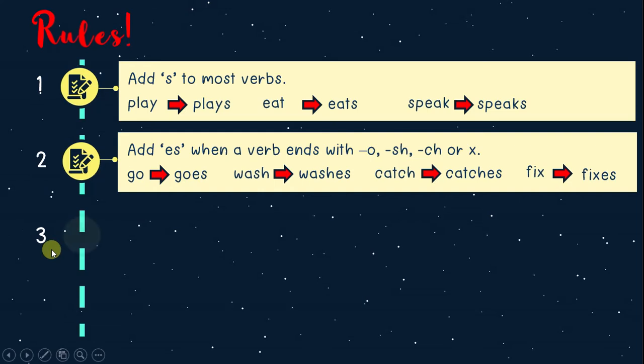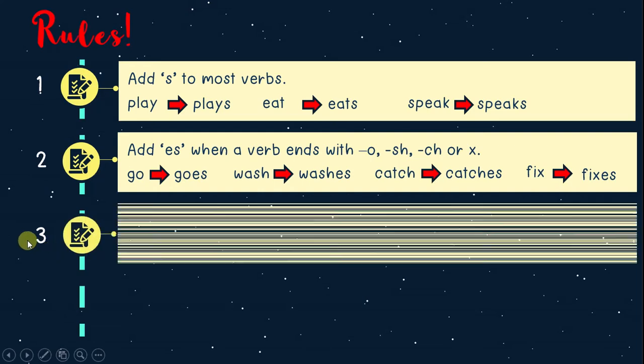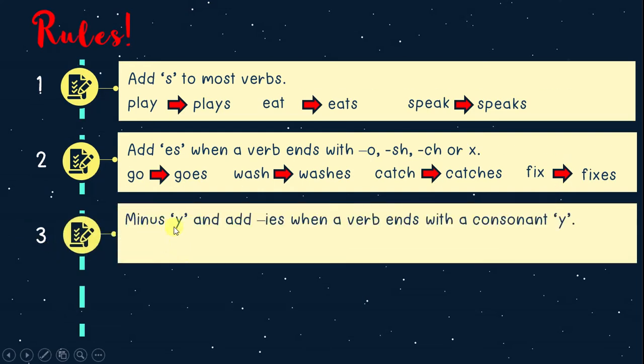What is rule number 3? Alright, rule number 3, we minus y, kita buang y, and add ies when a verb ends with a consonant y. Okay, kalau verb tu berakhir dengan huruf y, contohnya study, kita akan buang y dan tambah ies.